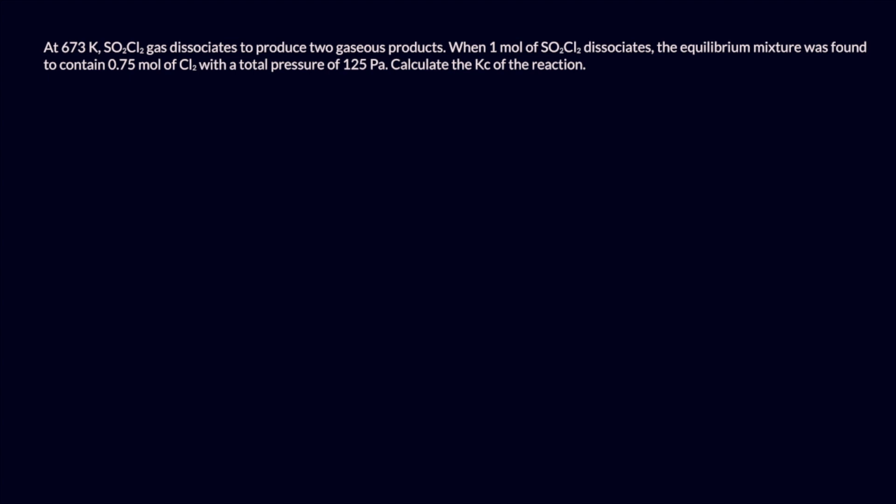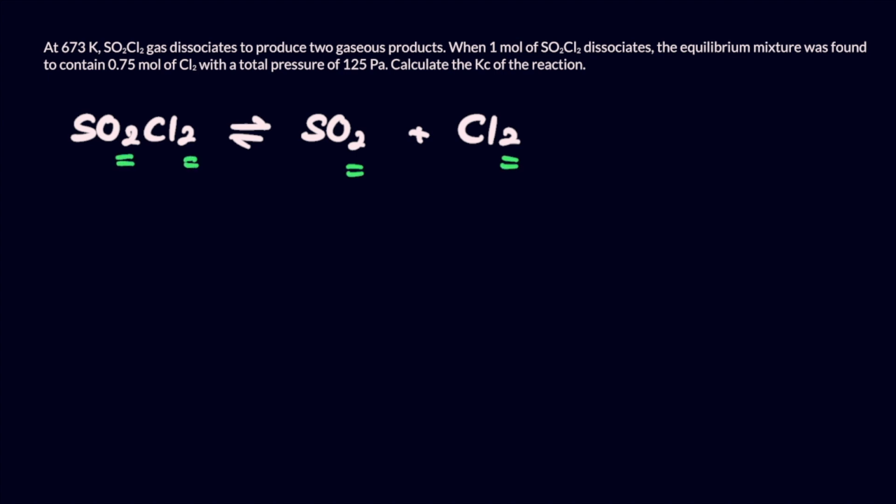Alright, so just like the previous question, the first step that we need to do is to write the balanced equation. So we have the sulfuryl chloride, SO2Cl2, it will dissociate into SO2 plus Cl2. So there's no need to further balance the equation because everything is balanced already. Right, so from here what we can do is write the ICE diagram.